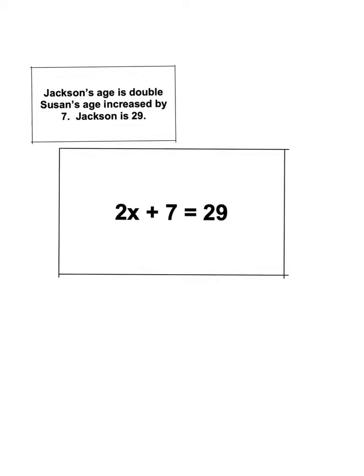So let's get rid of this addition of 7 first, because that's my easiest thing to get rid of. So in order to get rid of an addition of 7 on this side, I'm going to take away 7, which means I also need to take away 7 on the other side. So if I take away 7 on one side, adding 7 and taking away 7 means these two are just going to cancel out. And what I'm left with is 2x equals 22, because 29 minus 7 is 22.